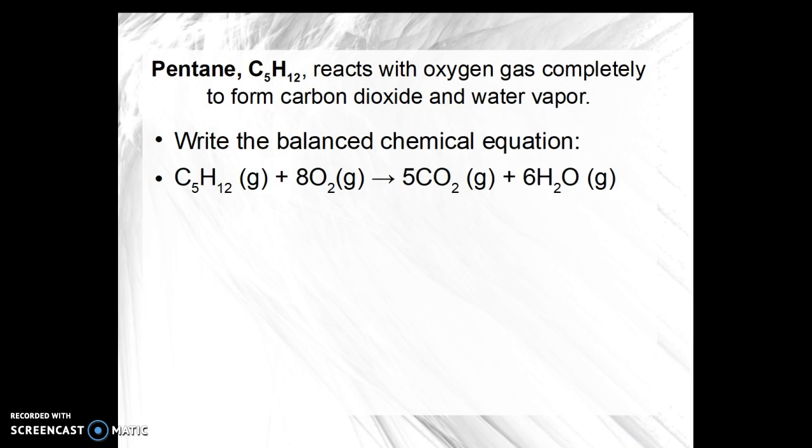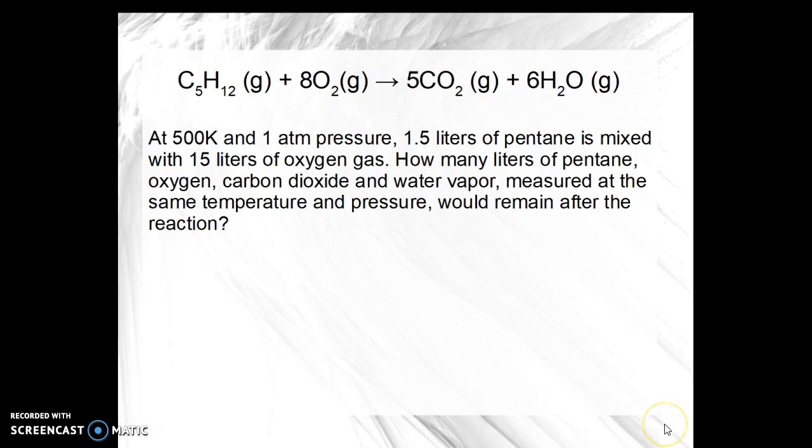Here is the equation. You see that the ratio of moles is 1 to 8 to 5 to 6 on the product side. Now, if we have that balanced chemical equation, and we are at 500 Kelvin and 1 atmosphere, and we can use any temperature and pressure where everything is a gas, so that doesn't change. We mix 1.5 liters of pentane with 15 liters of oxygen. We can ask the question, how many liters of pentane, oxygen, carbon dioxide, and water vapor, if they're measured at the same temperature and pressure, would remain after the chemical reaction is over?